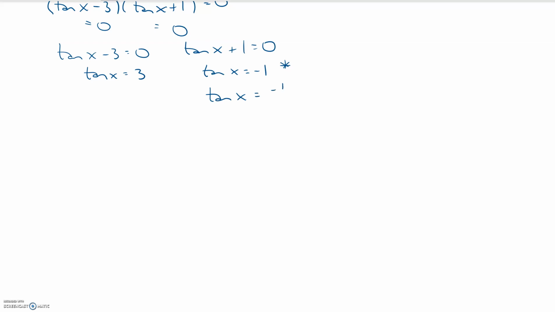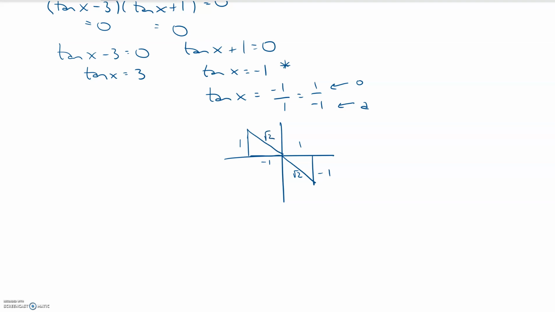We get tangent x equals negative 1 over 1 or 1 over negative 1. Tangent is SOHCAHTOA, TOA. So when I look at this, I have an opposite of negative 1, an adjacent of positive 1. That makes a 1, 1, square root of 2. Or we have an opposite of positive 1 with an adjacent of negative 1. That makes a 1, 1, square root of 2. And at this point, this is the angle setup that we have.